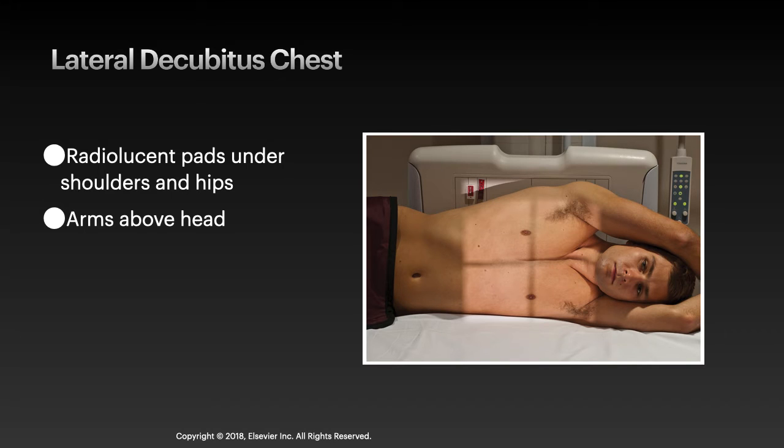So lateral decubed chest. This is usually done for air fluid levels. You have radiolucent pads under the shoulders and the hips, which you actually don't see here. This looks like it's just done on a cart. And then you want to make sure you have the arms above the head. This isn't actually done portably. This is probably a trauma patient that they brought into the room to be done.